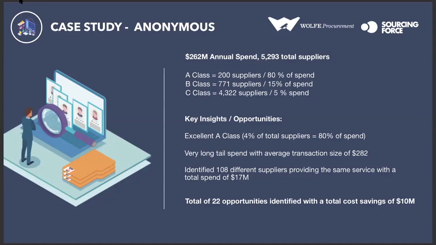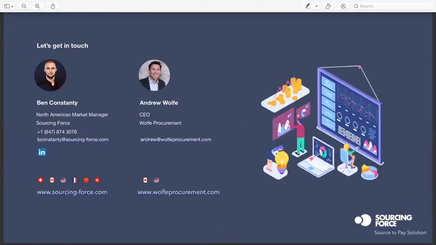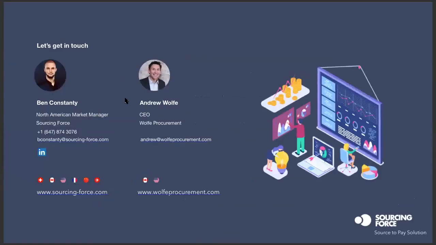Now we're working through some other activities to try and transition a lot of those other suppliers to some of the A-class suppliers, or just outsource the balance of the tail spend to a third-party company. With that, Ben, I will turn it back to you.